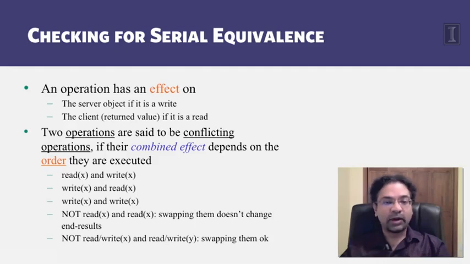Similarly, a write and a read on the same variable, which is essentially symmetric to a read and a write, are conflicting. Also, a write and a write are conflicting because whichever write comes second, that value is going to stay for a while. Okay, that's the overriding value.